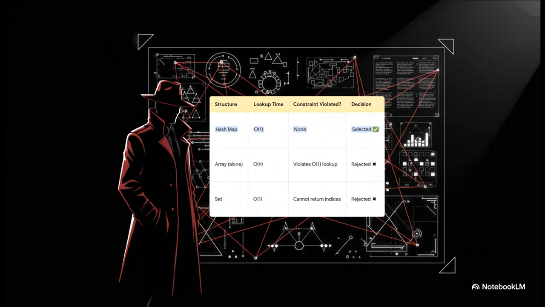A set is fast, yeah, but it throws away the indices, which we need for our answer. So again, through pure deduction, only one tool fits the bill, the hash map. It gives us that lightning-fast lookup, and it remembers the index. It is the only choice.